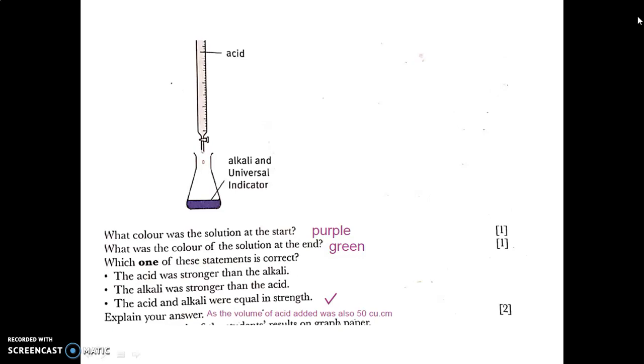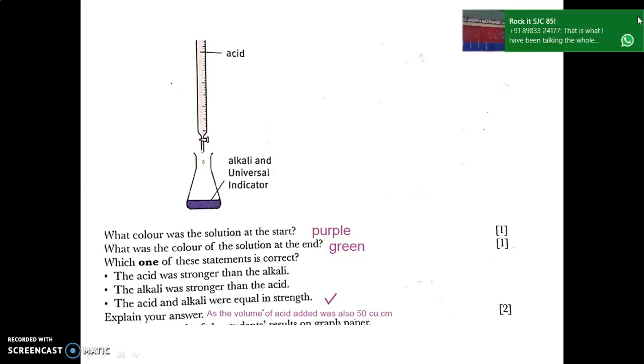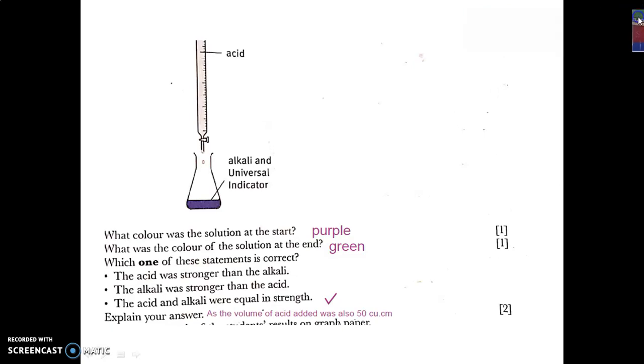Is that clear? Now I want you to draw a line graph. Come on, this line graph all of you can do. On the x-axis, you put the volume of the acid that is added, and on the y-axis, put the pH. The same table which you have here, you will put it in the graph. Take a graph sheet and put the volume in the x-axis and pH of the solution in the y-axis.